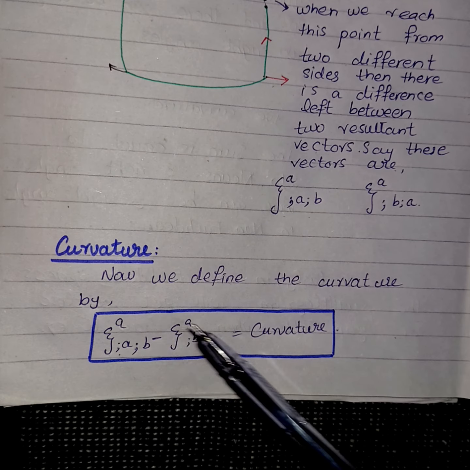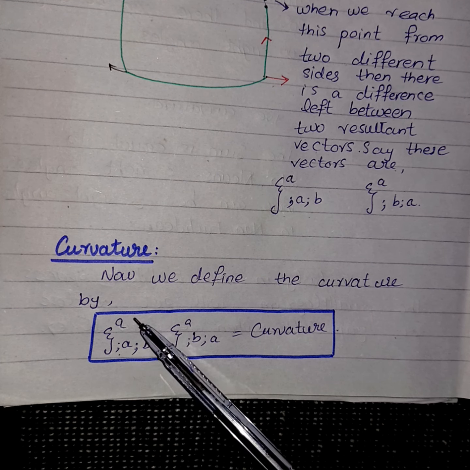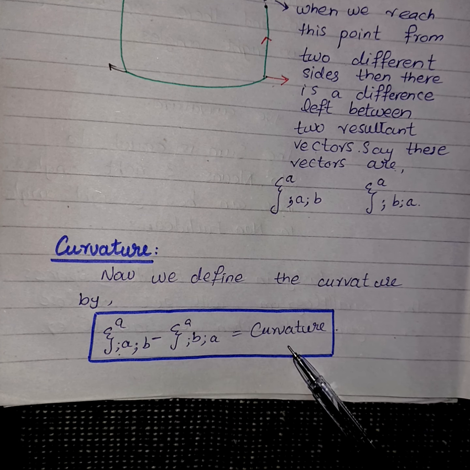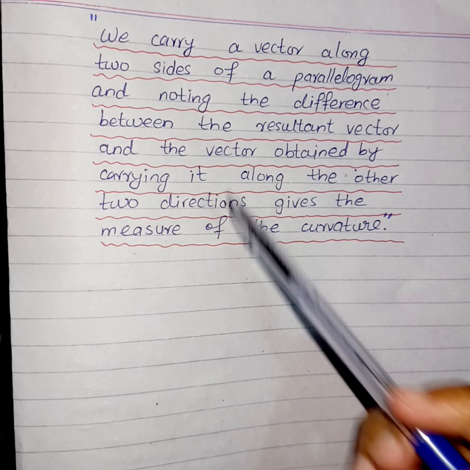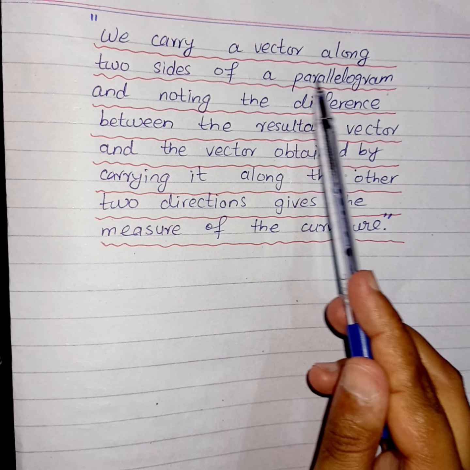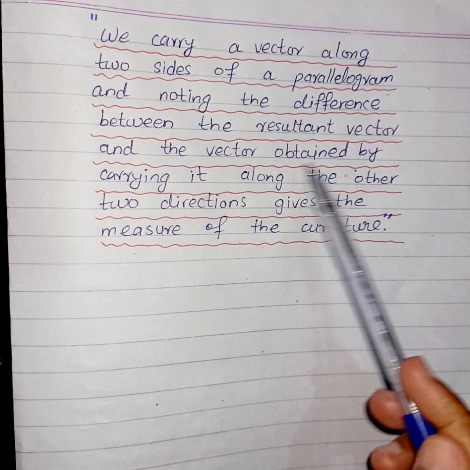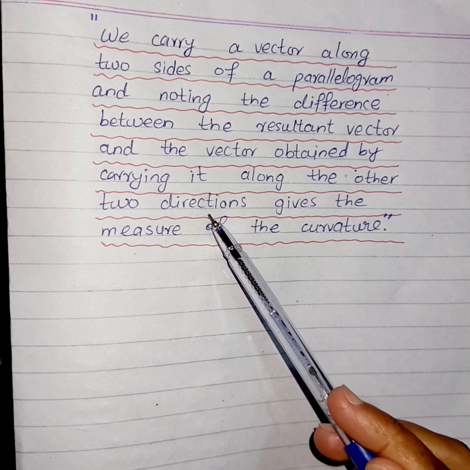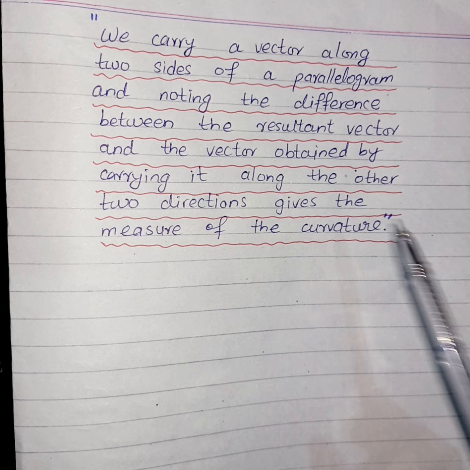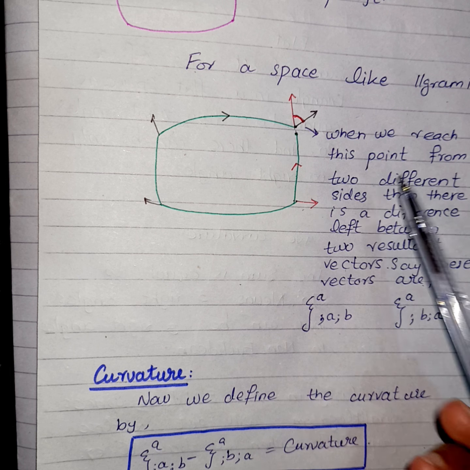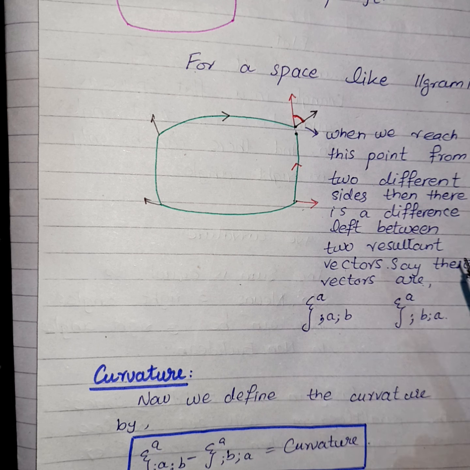Now students, curvature is given by this one, meaning the difference between these two resultant vectors is equal to the curvature, and we can define it as: we carry a vector along two sides of a parallelogram, and noting the difference between the resultant vector and the vector obtained by carrying it along the other two directions gives the measure of the curvature. Meaning we will take a parallelogram and we will take two vectors along different directions, and then after that we will note the difference between these two vectors, and the resultant of these two vectors will give us the measure of the curvature.